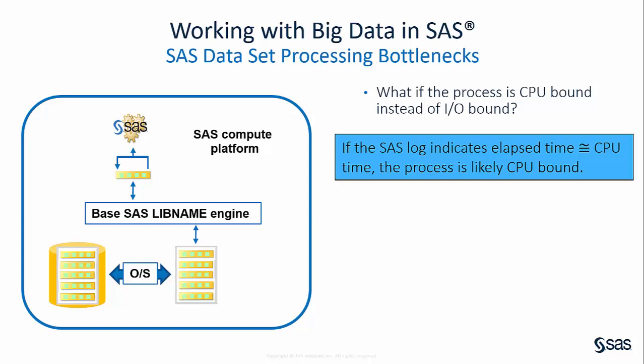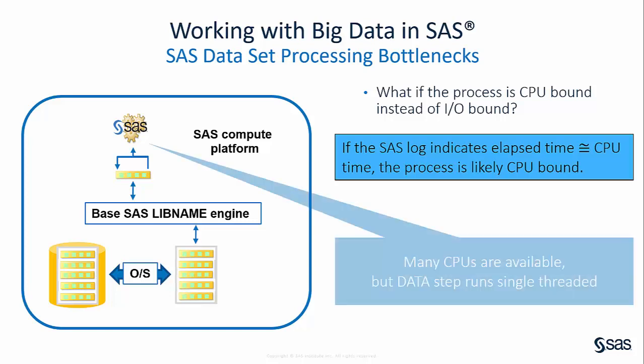In today's world, though, the data size is important, but we do complicated things to our data, and it's not unusual to have a process that is not I/O bound, but is CPU bound instead. You can tell this by looking at your SAS log and seeing if the elapsed time in the log is very, very close to the CPU time. And if it is, it's very likely your process is CPU bound.